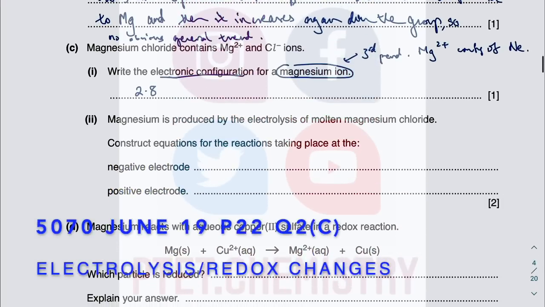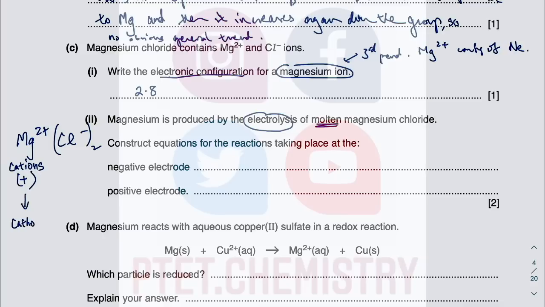Next bit is about electrolysis, and you have molten. So these are your cations, and these are your anions. Well, I mean, there are two of it, but anyway. Cations are positively charged. Cations will go to the cathode because they are attracted to the cathode. Therefore, cathode is negatively charged.